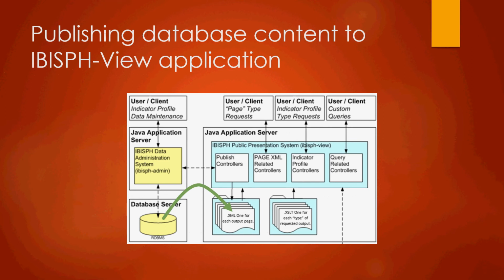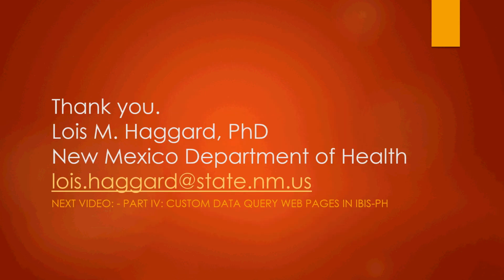And then once the content are ready to go, there's a function in IBIS admin that pulls the data for that indicator out of the relational database and publishes XML files on the IBIS web server. So it goes from the admin web server to the IBIS web server. And that's the story of IBIS indicators and community reports.